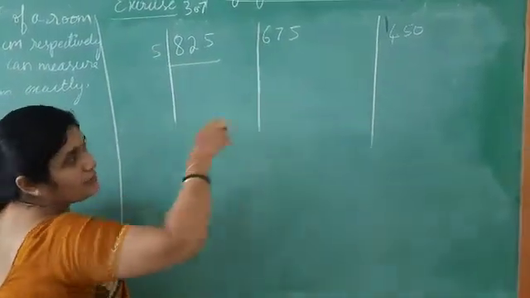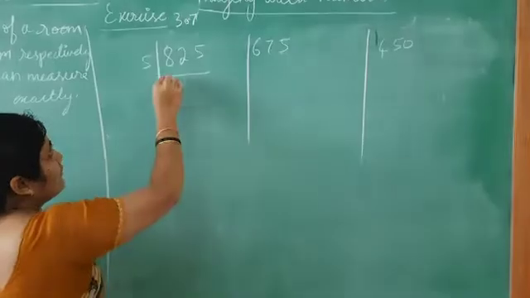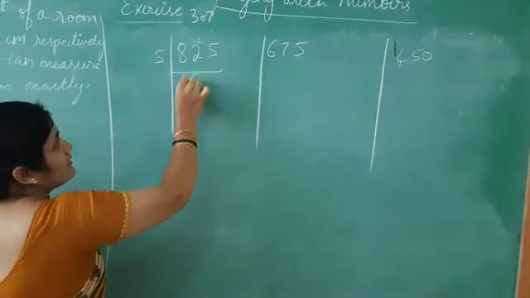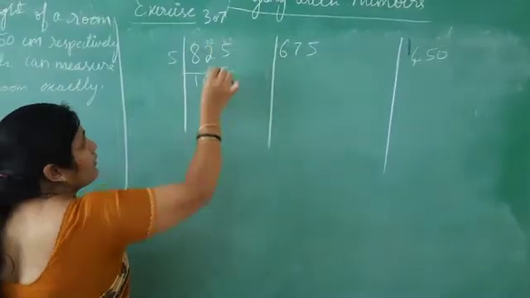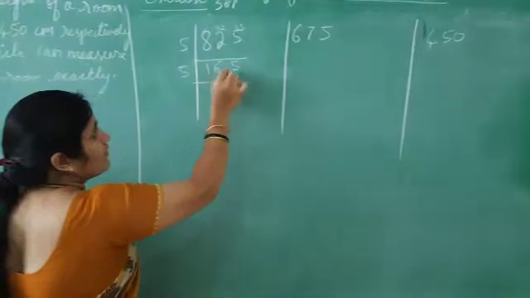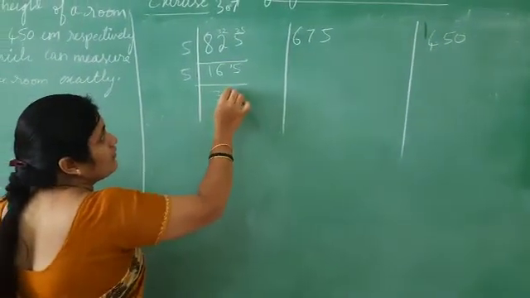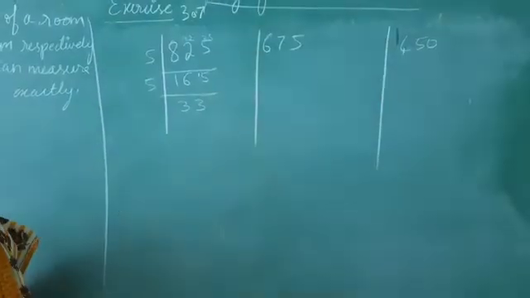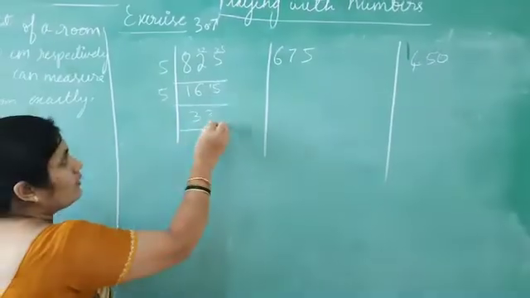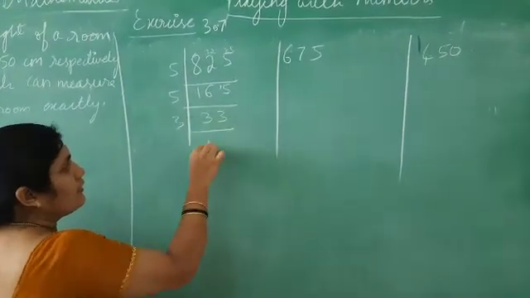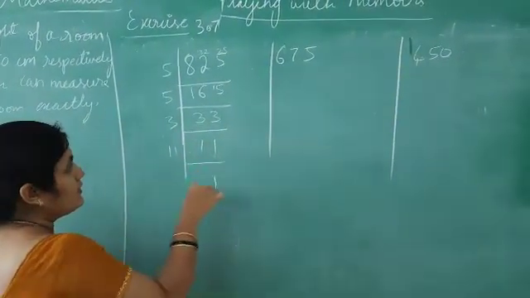Here why are we dividing separately? Because this is an HCF. 5 ones are 5, 3 remains, 32. 5 6s are 30, 2 remains, 25, 5 5s are 25. 5 3s are 15, 1 remains, 5 3s are 15. Now as you can see here we got 33. Go for any other number. 3 11s are 33, 11 1s are 11.